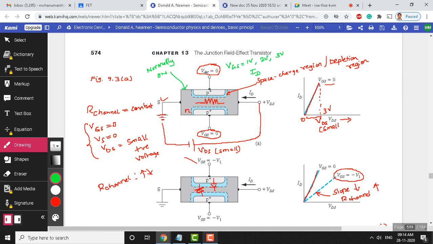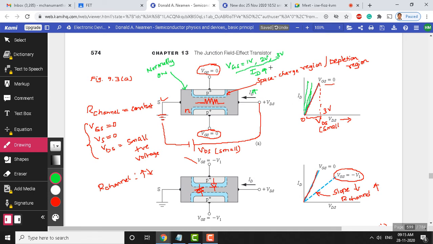Look at this, VGS is 0. You can see there is a constant resistance in the channel region. For positive VGS, what may happen? More and more negative charges may be induced here. That means this channel gets enhanced, resistance keeps decreasing, current keeps increasing. So you may get curves something like this, something like this for higher values of VGS.